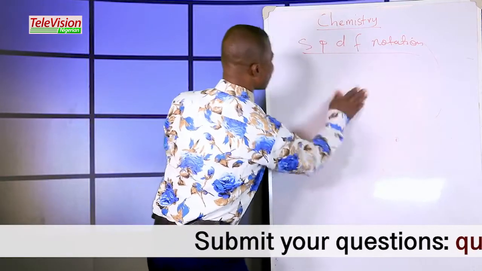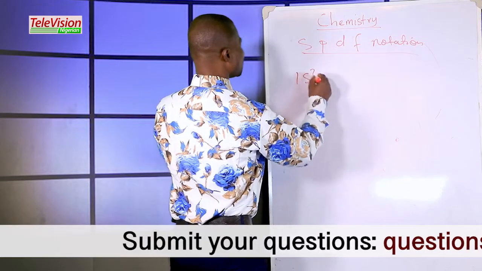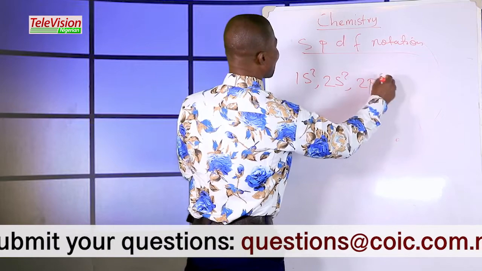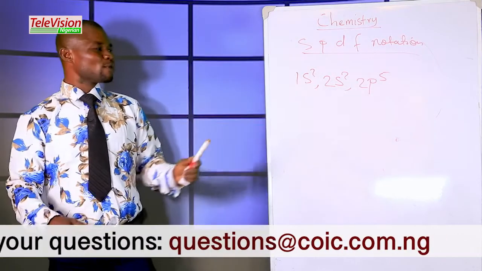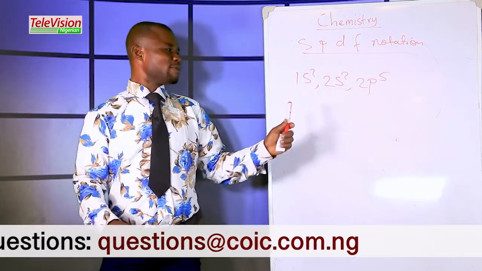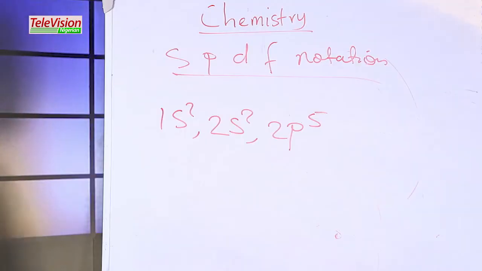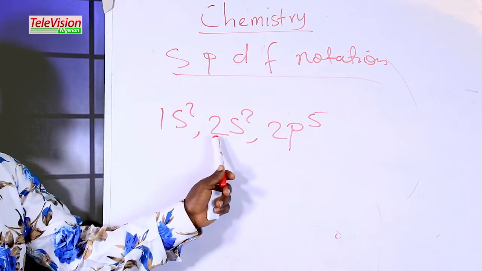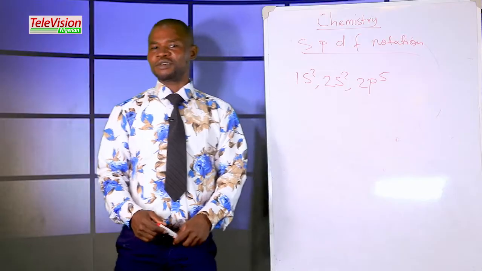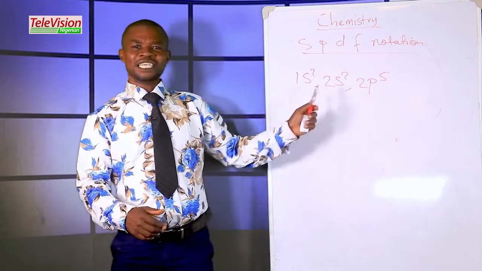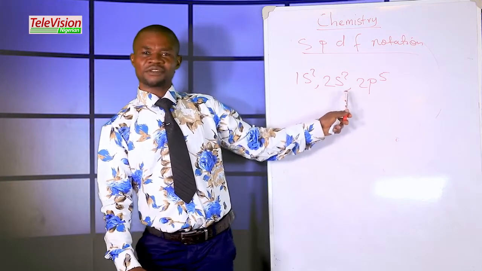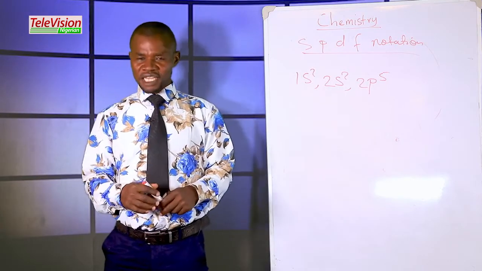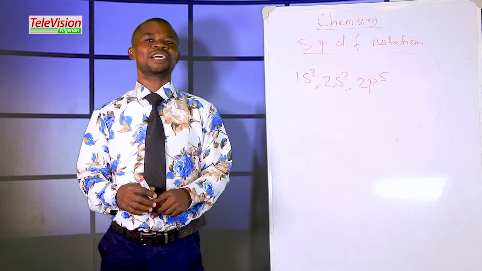So if we consider this one, 1s2, 2s2, 2p5, what is the group of this one, and what is the period? The group is not group 5, neither group 2, but the period is period 2. I told you to get the group when it's found at the outermost shell. If P is at the front of the last S, what you need to do is to add the power of P to that of the last S to get the group of that element.